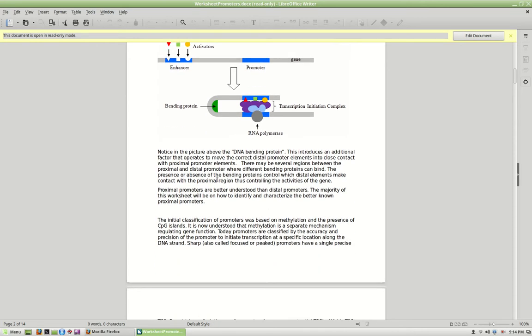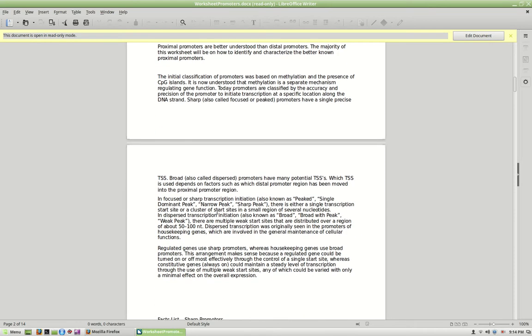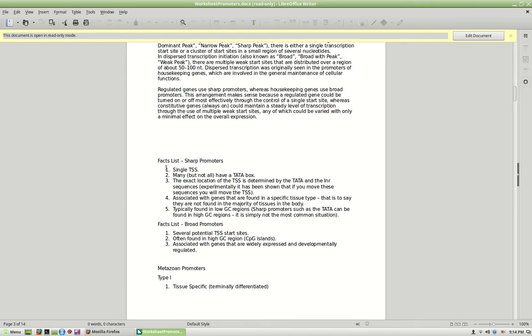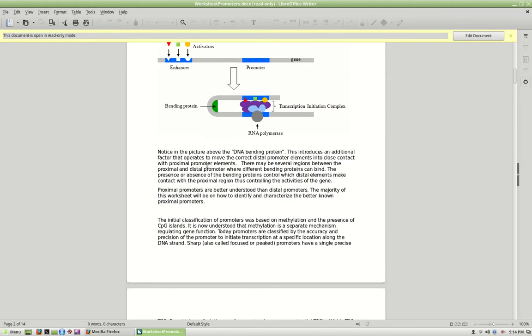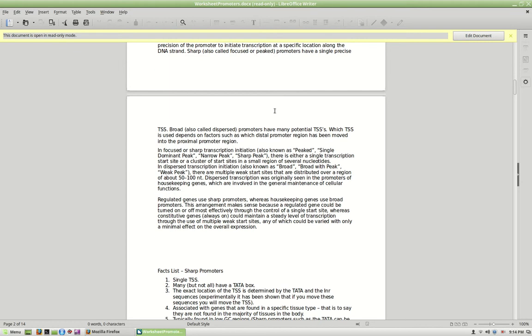All right, CpG islands are often in this region. Your transcription start site will be in this region. All right, so we have two types of promoters here. There are sharp promoters. A sharp promoter is a type of promoter where there is just one transcription start site. There is just one very specific place for that gene to start, and that's going to make this a sharp promoter.